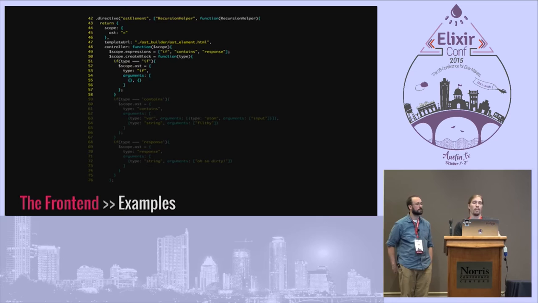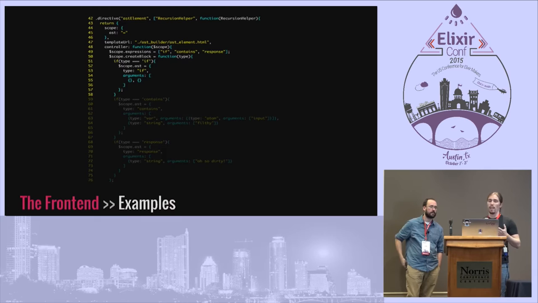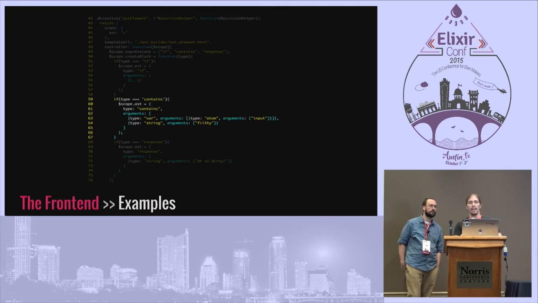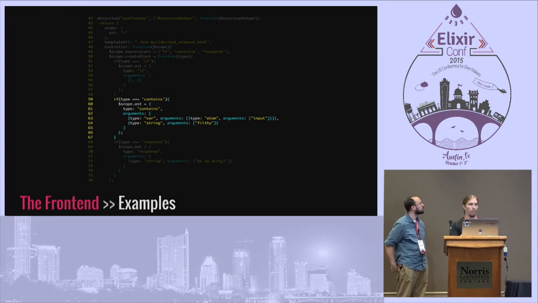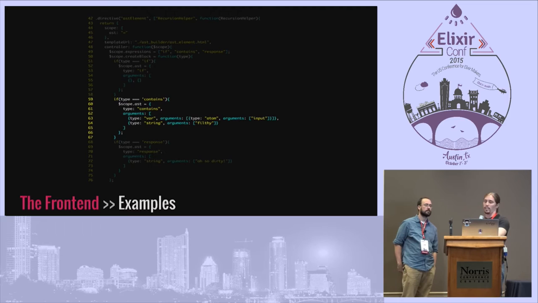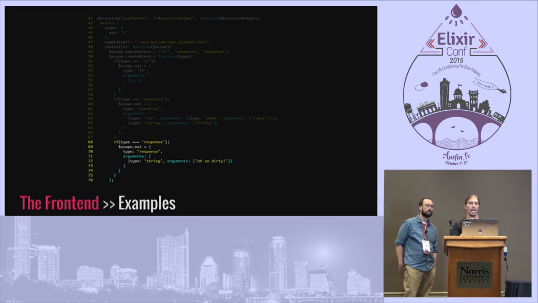For instance, if it's passed the string if, it sets our AST to contain the string if with empty arguments. If it's passed the string contains, it sets the AST with the type contains and arguments that specify a type of var, that should be an input, and a type of string that contains a static string as its arguments. And lastly, if it's passed the string response, it sets the AST with a type of response that has arguments of a static response string.